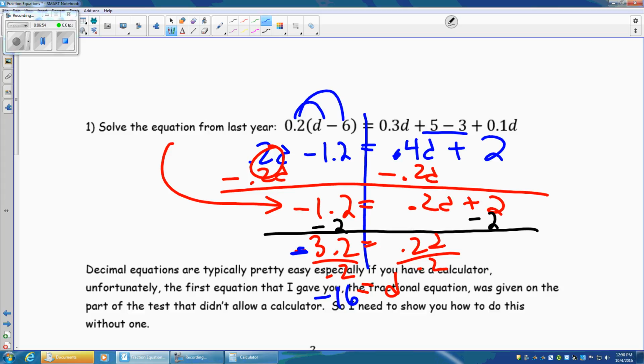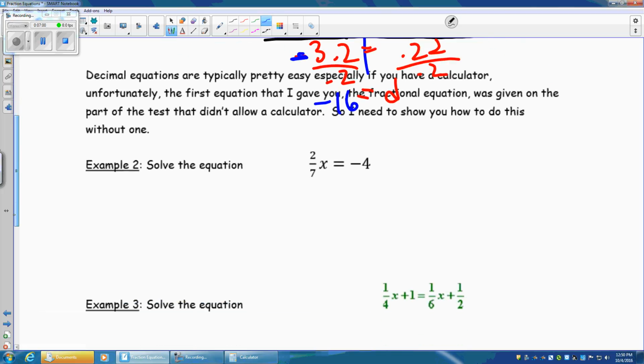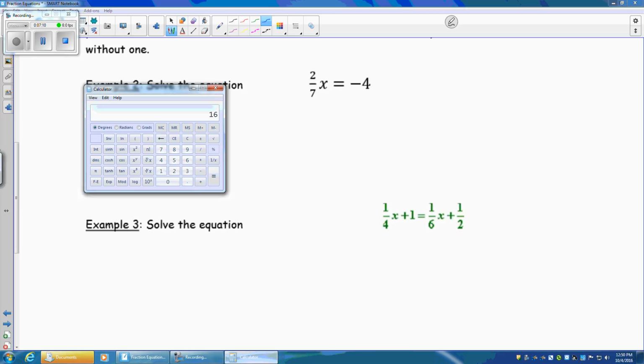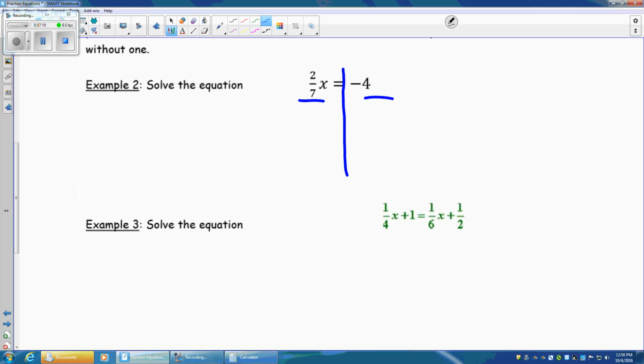All right, so let's move on to the next section. We're going to talk about some fractions next. These can be a little bit more tricky. There's a bunch of different ways to do example 2. I can show you how to do it by hand. With one of your calculators, it's really, really easy. My calculators can't do fractions just like yours can, so mine is going to be a little bit crappier than yours, but you really could just divide both sides by what right here to get rid of that 2/7.